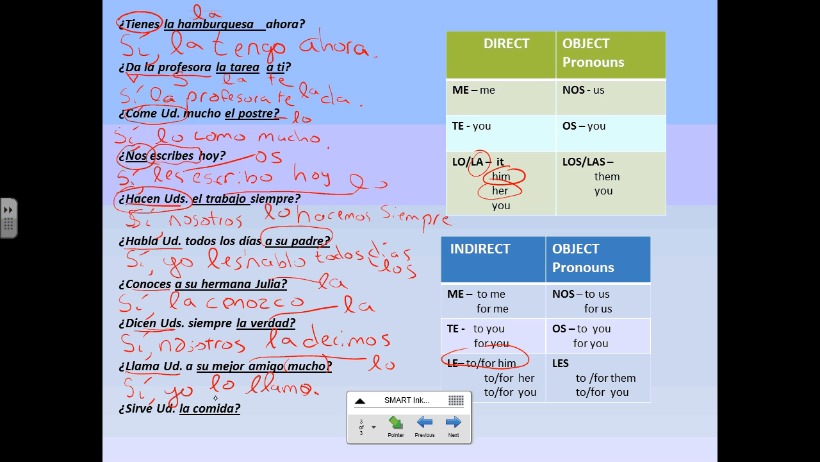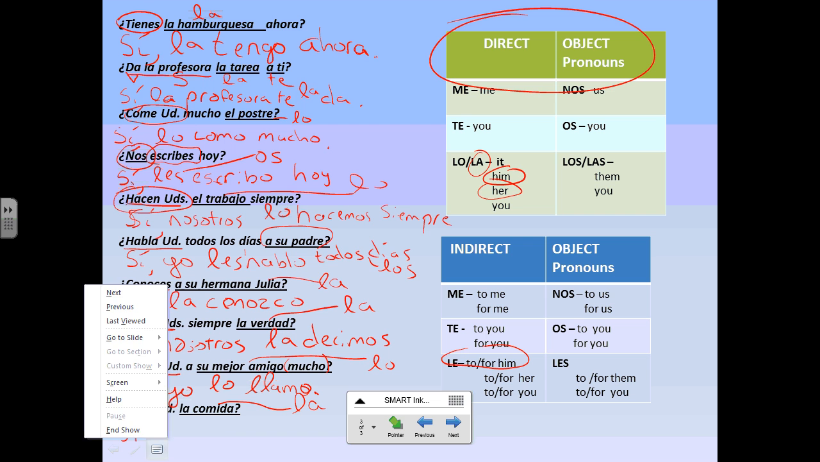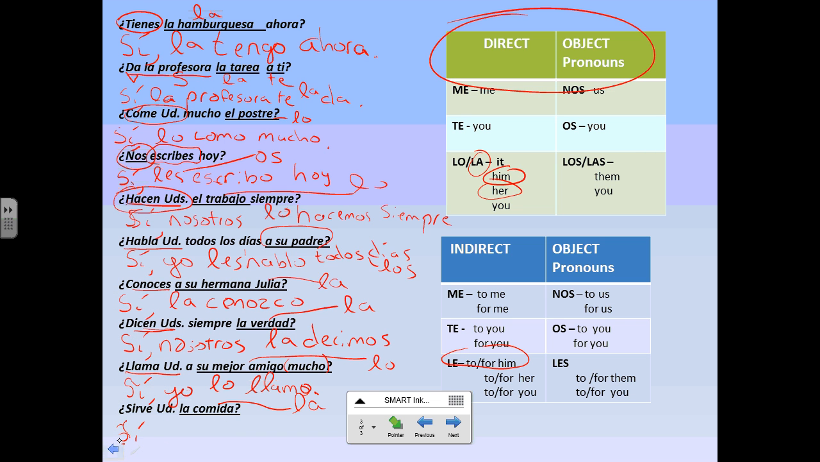The next one, you can look at la comida first if you want and say, okay, I know that's a thing, so that's correct. Do you serve the food? Okay, let's say yes. I serve. Yo.